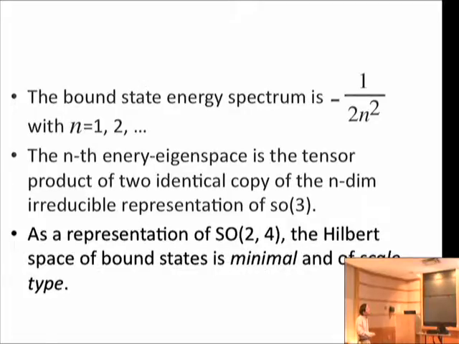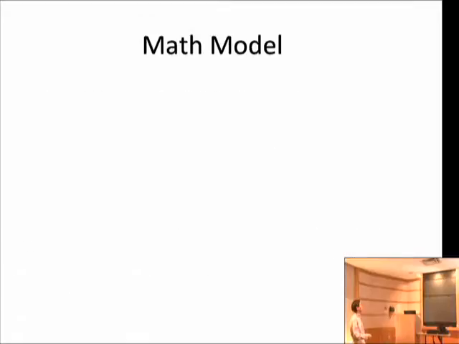Now, as a representation of SO(2,4), the Hilbert space of bound states is of minimal and scalar type. So what do I mean by minimal? In representation theory, this representation is associated with a coadjoint orbit, and this coadjoint orbit has the smallest positive dimension. And what do I mean by scalar type? In physical language, that means the ground state is non-degenerate. Not high dimensional. High dimensional is called vector type.